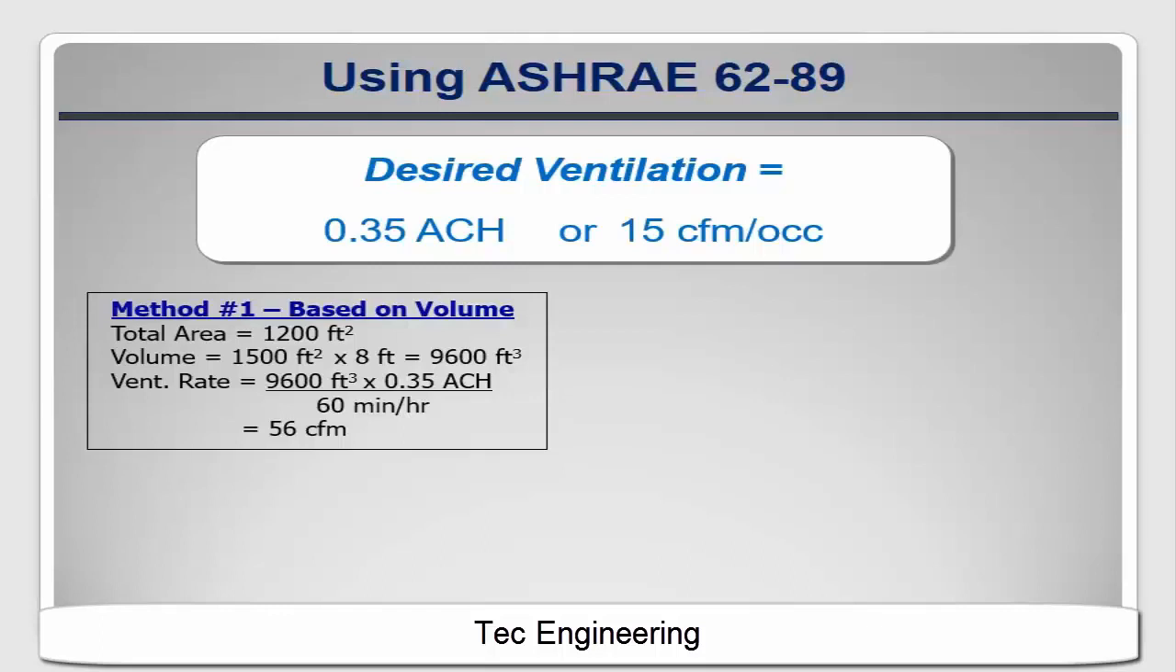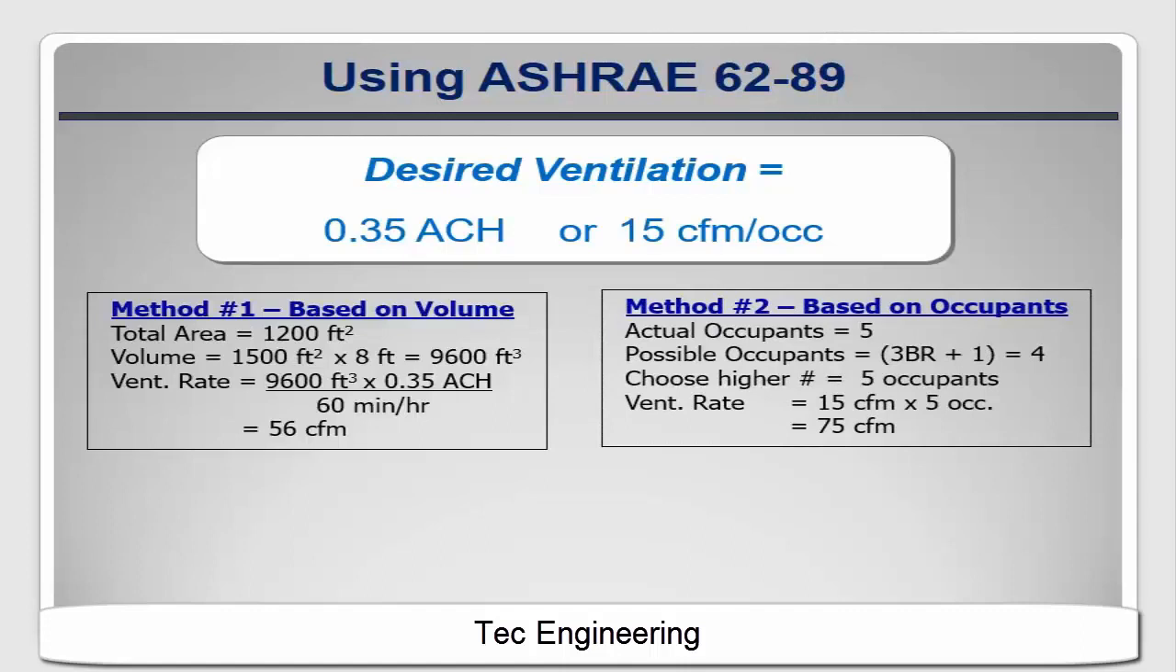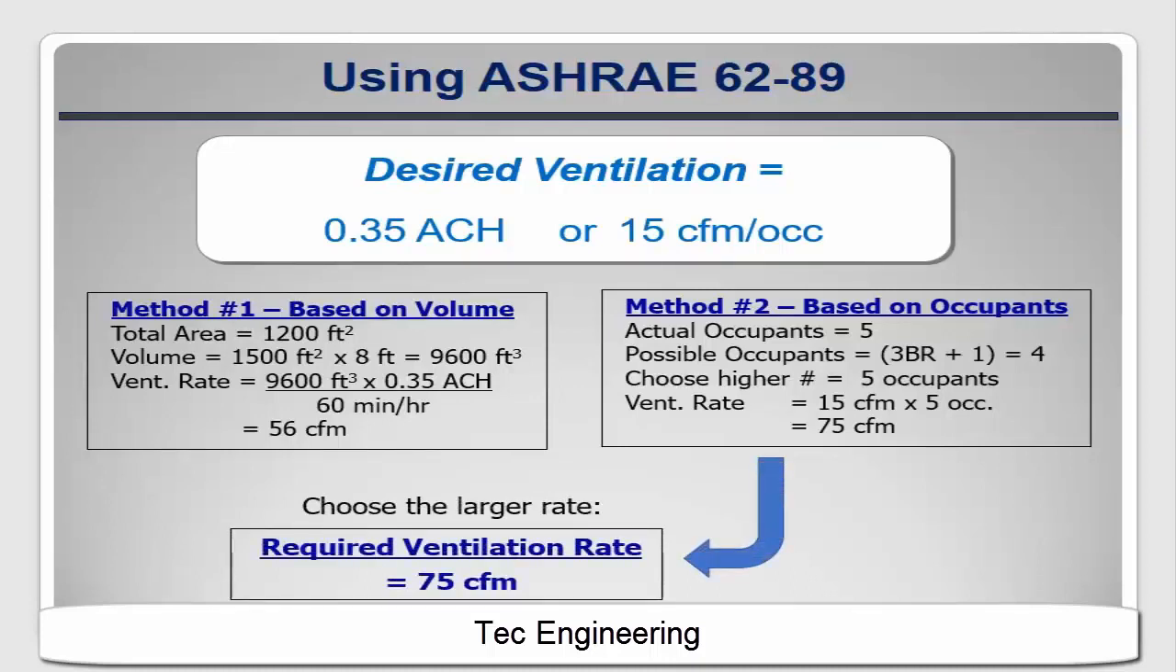Next, we'll evaluate based on the number of occupants. There are 5 occupants in 3 bedrooms, so we'll use the actual occupancy since it's higher than bedrooms plus 1. If we multiply 15 CFM times the 5 occupants, we get a total of 75 CFM. That's actually not very different from the 74 CFM rate calculated with ASHRAE 62.2 2013. In any case, we take the larger of these two numbers, so our desired ventilation rate is 75 CFM.